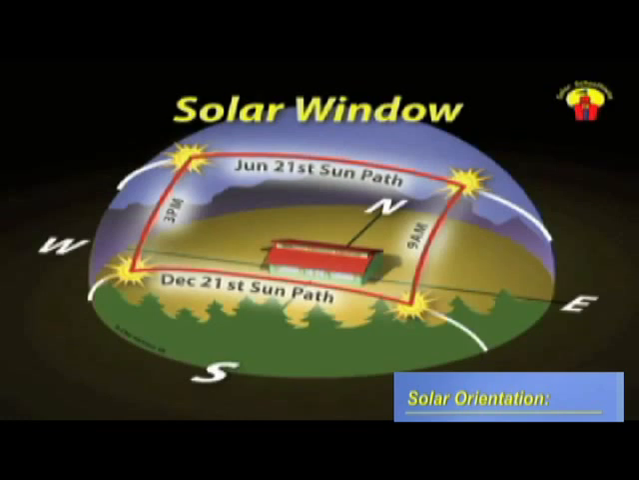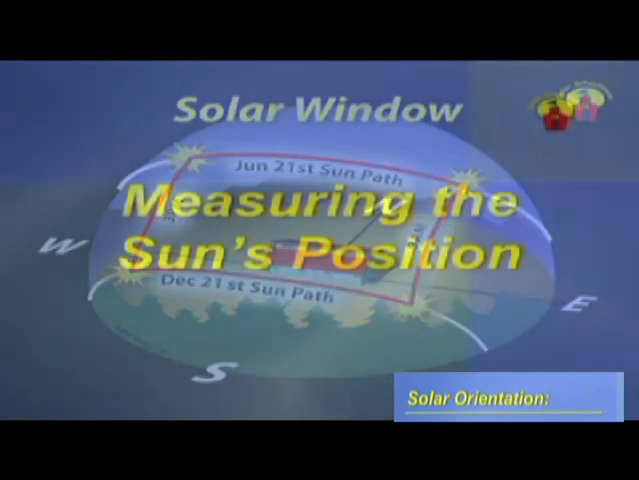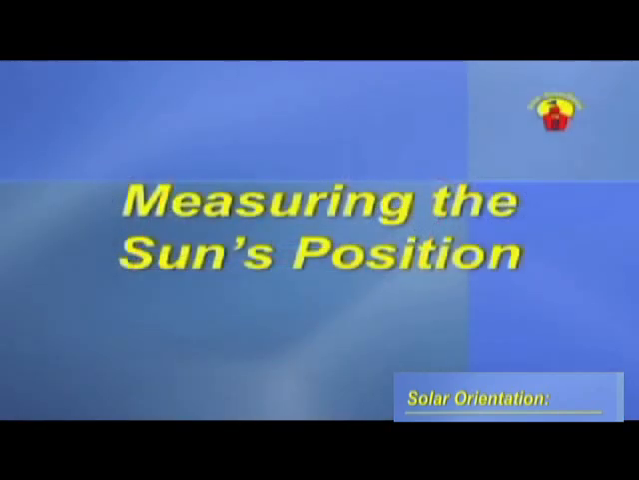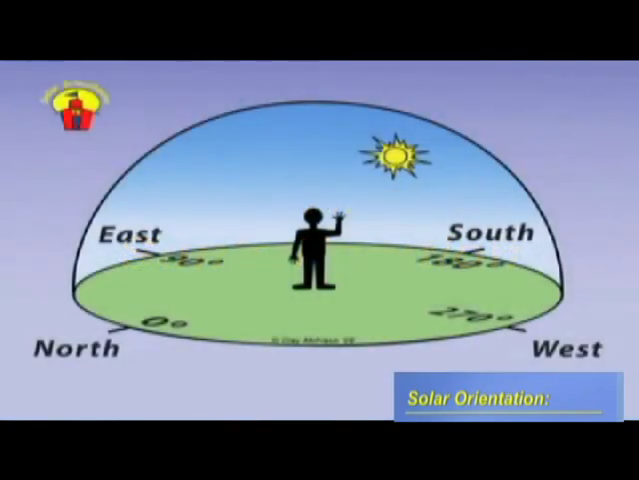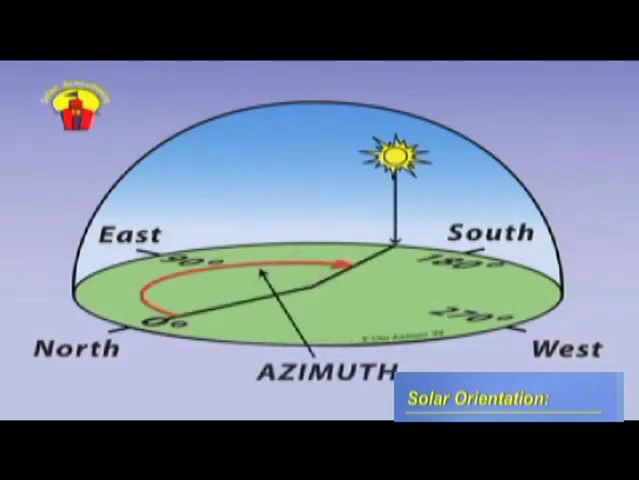To chart the boundaries of the solar window for a real location on the Earth's surface, we need to know how to actually measure the sun's position in the sky. To do this, let's imagine we're standing under the exact center of the sky dome, and that the sun is somewhere on the inside surface of the dome.